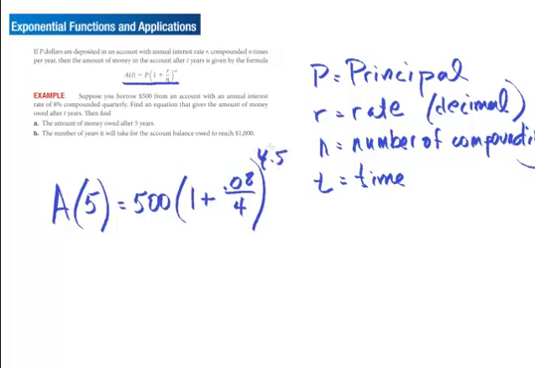Be sure when you do things in the exponent, be very careful. Make sure you have a good number of parentheses to demonstrate that it is totally in the exponent there. If you crunch these numbers in your calculator, you should get $742.97.